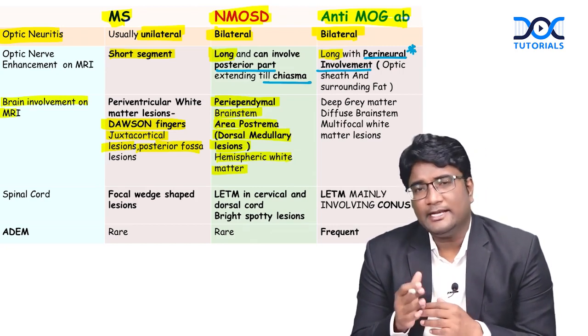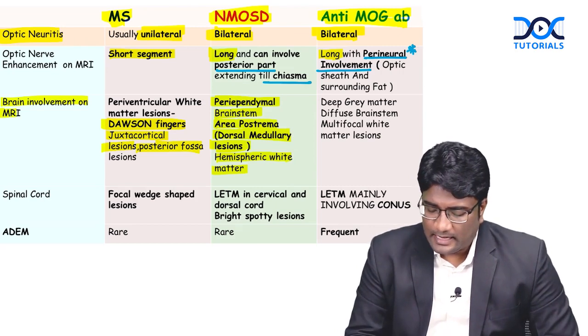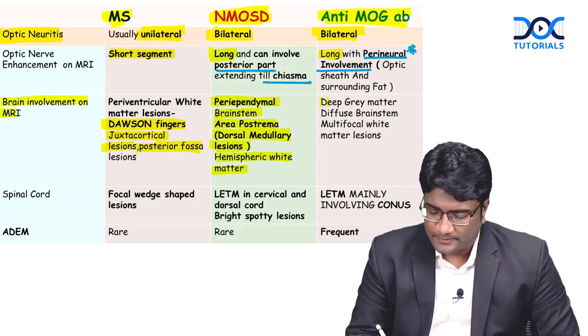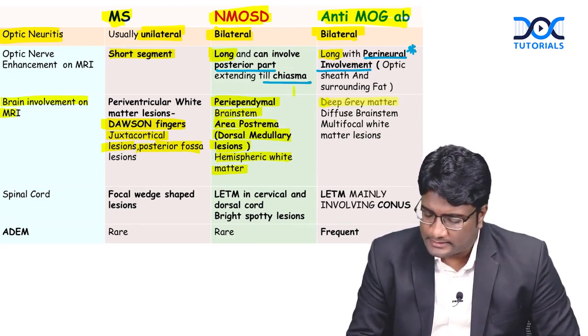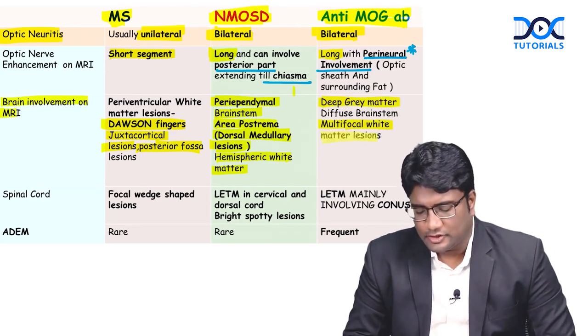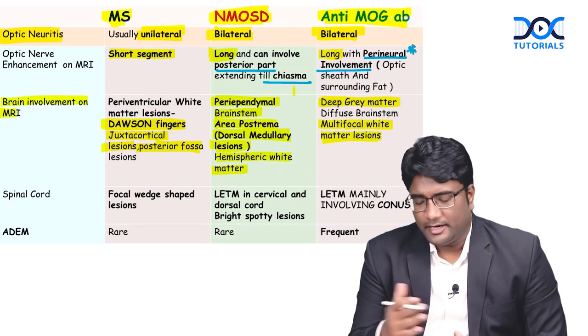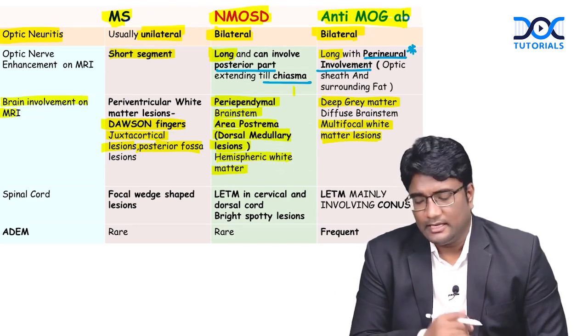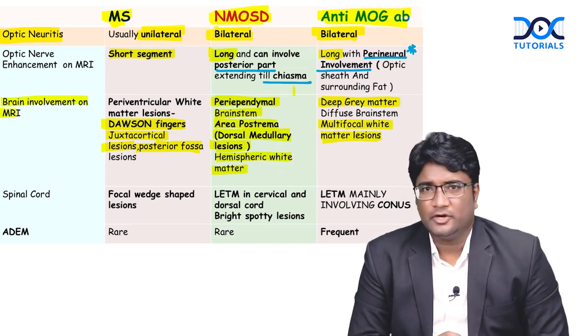And if we come to anti-MOG antibody disorders, there are deep white matter lesions here. In anti-MOG antibody disorders, there is deep gray matter involvement. You have some multifocal white matter lesions, especially when they are associated with ADEM, right? Multifocal lesions can be seen in anti-MOG antibody disorders.